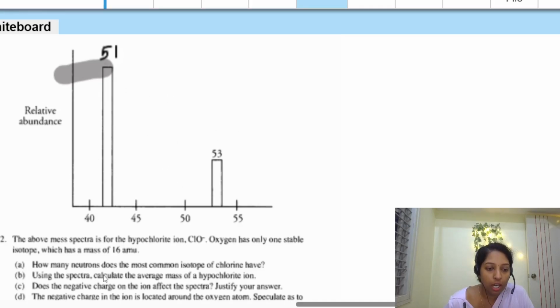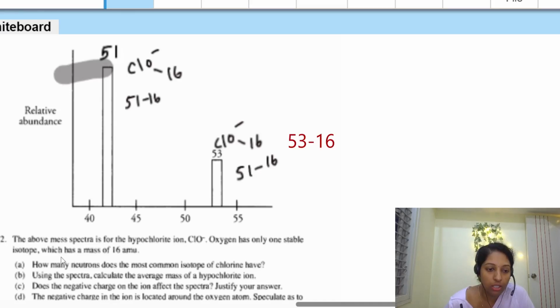So in this figure, see the question: how many neutrons does the most common isotope of chlorine have? So they have given this ClO minus isotope, in which oxygen is a stable isotope, which has only 16 molar mass. Okay. So chlorine plus oxygen is 51, correct? Oxygen is already 16 and both of them are stable. So the mass of chlorine you can get by 51 minus 16, right? And here also 51 minus 16.